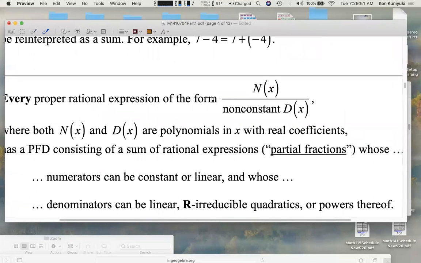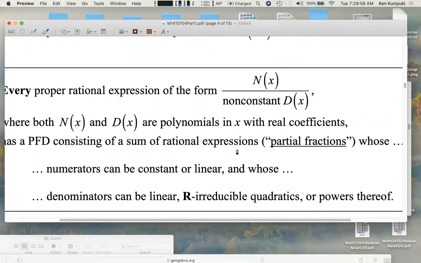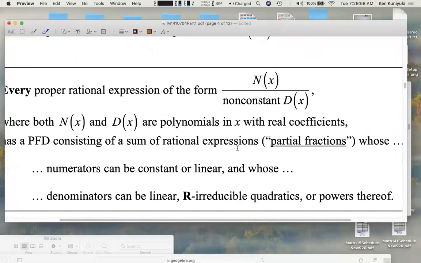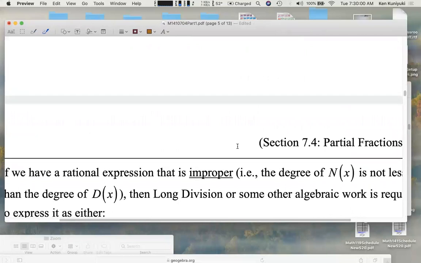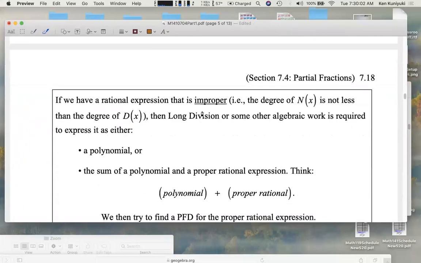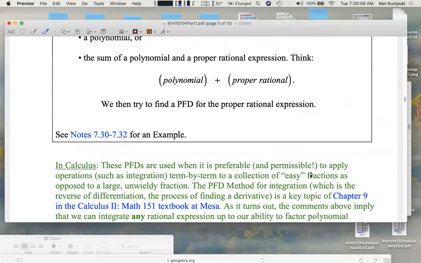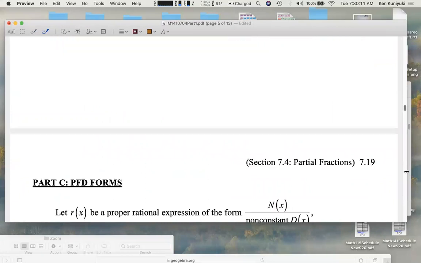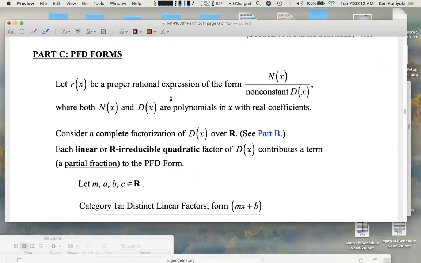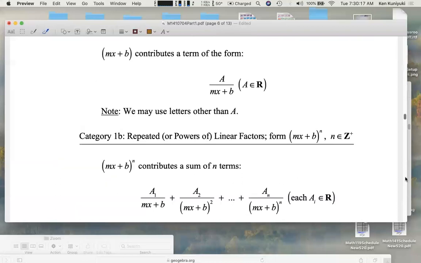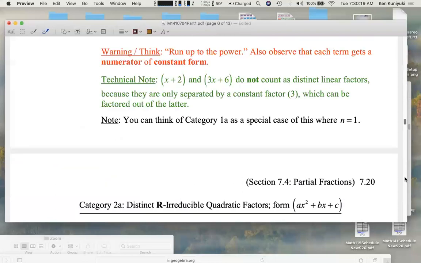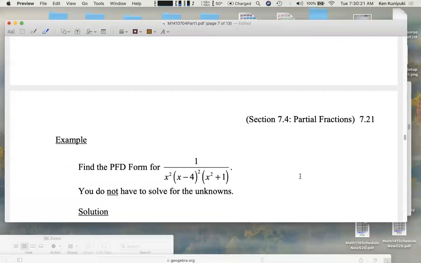By the way, if it's improper, if the degree of the top is not less than the degree of the bottom, we'll end up having to do long division. If the rational expression is improper, we'll have to do long division. We'll talk about that later. Now, my general comments here about PFD forms, they're textbook-like, good bedtime reading, perhaps. I'm going to go straight to the example.